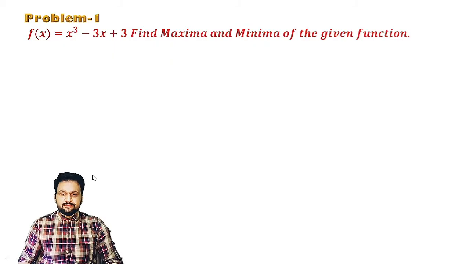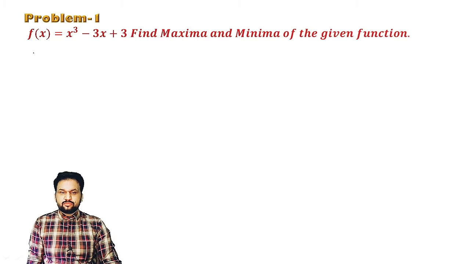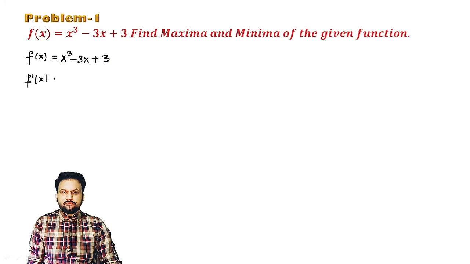Okay, so let's start. Here the function is given to you, that is f(x) = x³ - 3x + c. In order to find the first order derivative, first of all we need to calculate it, and that will be 3x² - 3.